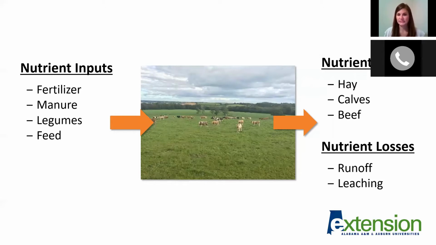Then we also have our nutrient exports, and these are intentional removals of nutrients. Hay removes a lot of nutrients when we remove grass from our fields. And then calves and beef can remove some nutrients, although much less than hay. And then nutrient losses are unintentional removals of nutrients. That can include runoff or leaching processes in the soil.